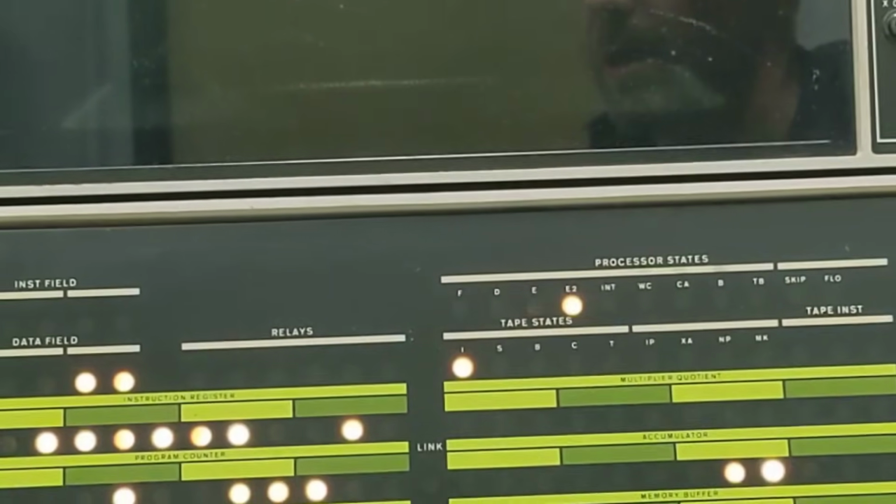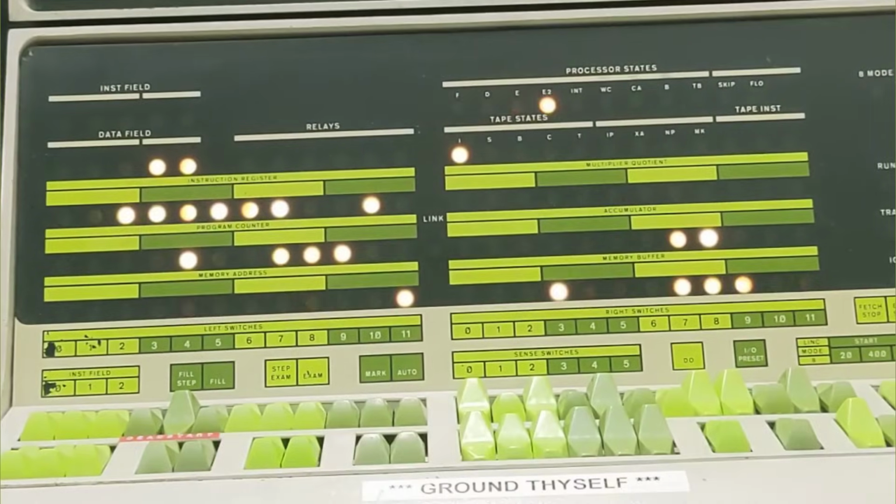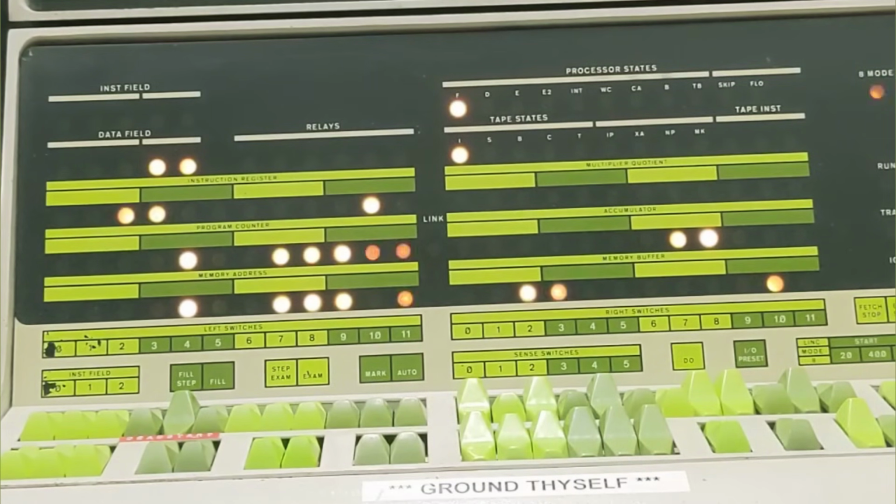H, E left, E right, L left, L right, L left, L right, O left, O right, R left, R right.